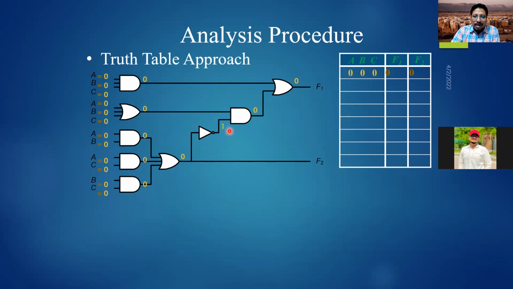So 1, when you AND it with 0, it will give you 0. So 0 ANDing with anything, it will give you the result of 0. So 0 with the coming 0 from here, when you OR it, it will give you again 0. So F1 and F2 give you the same result, 0.